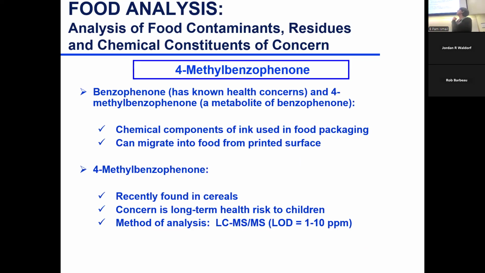This is the chemical that comes from ink. It's not so recent, I should change that, a few years ago. In cereals, due to the ink migrating to the cereal from the container. Now that's why there's a secondary container in cereal boxes to prevent that situation. Again, LC-MS/MS is used.